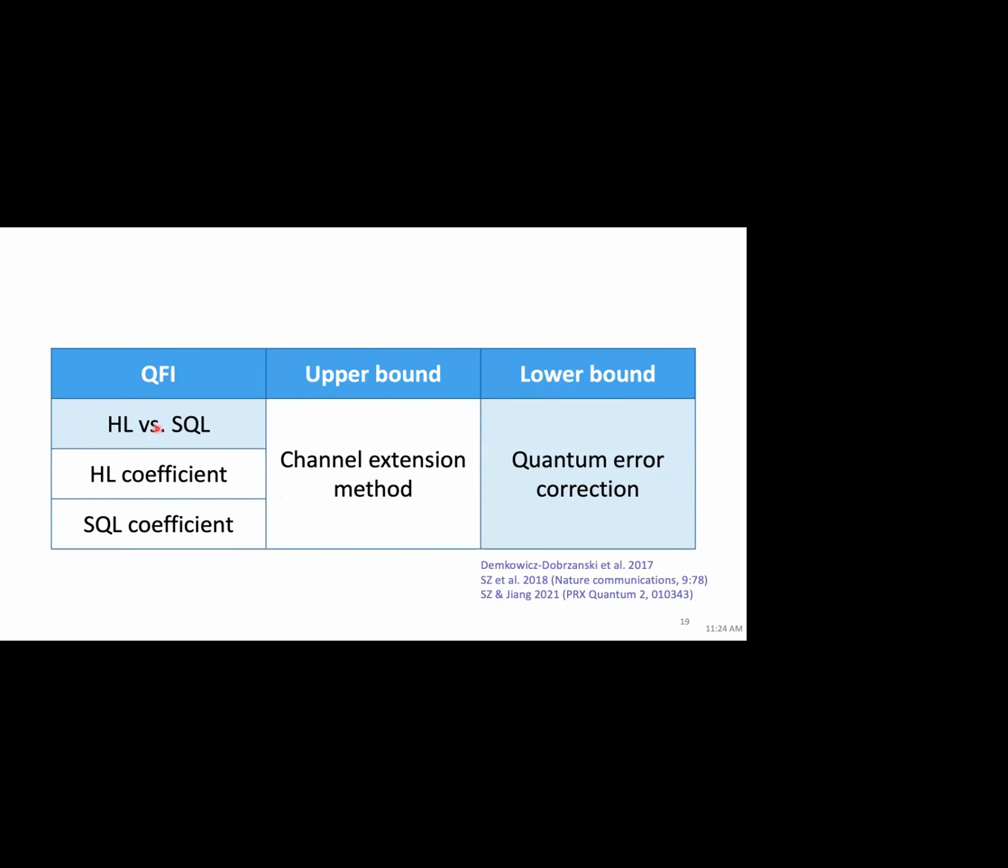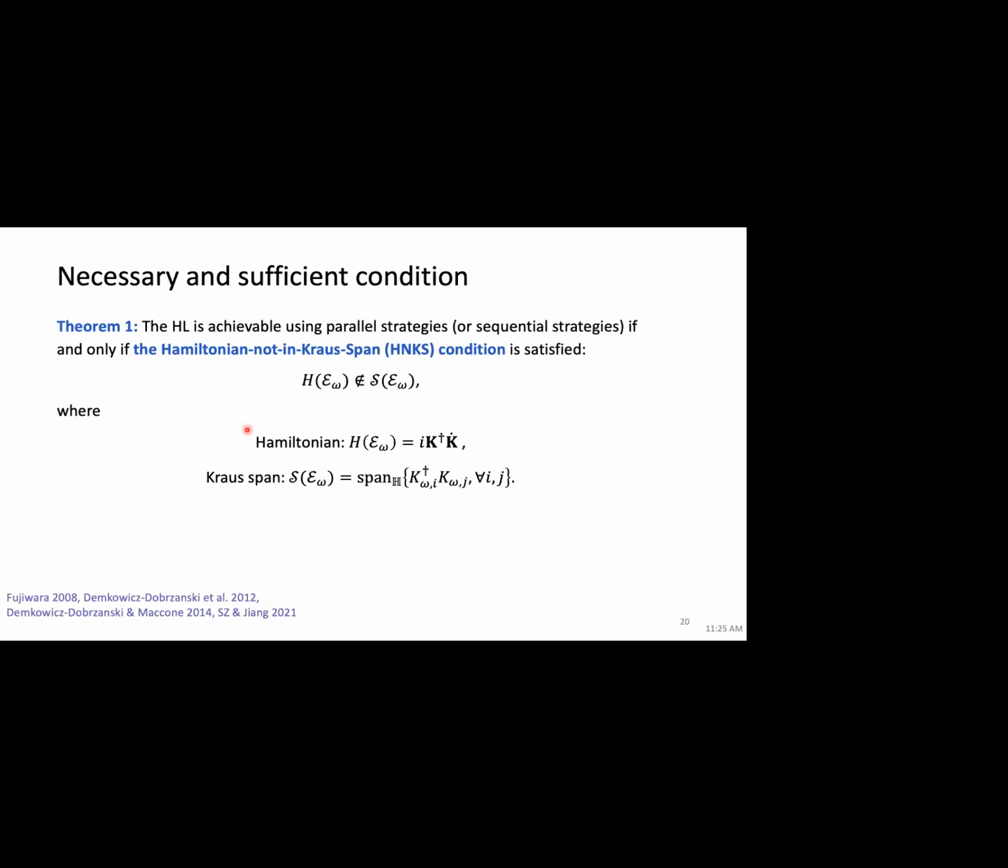I'm going to first tell you the conclusion in terms of HL vs. SQL. The conclusion is that there exists a linear algebraic condition, basically, which helps us determine whether or not we can achieve the Heisenberg limit. And the condition goes like this.